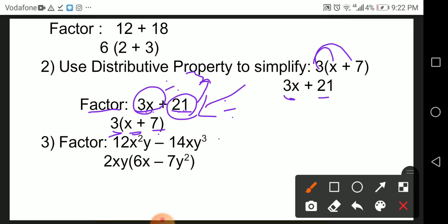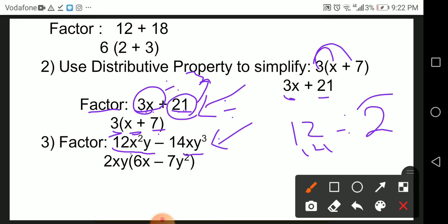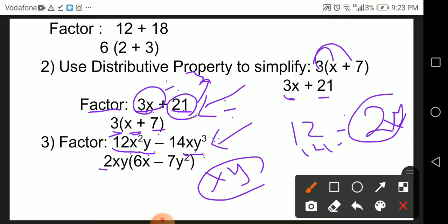Let's factor this one. It's very easy. Keep calm and you'll understand this very well. When I say 12x to the power 2 y minus 14 x y to the third power, I want to factorize, or factor. 14 and 12 are divisible by what, guys? By 2. So take the 2 outside. I have x to the power 2 y, and x and y to the power 3. I take just one x and the least y, just y. So I will put outside 2xy.